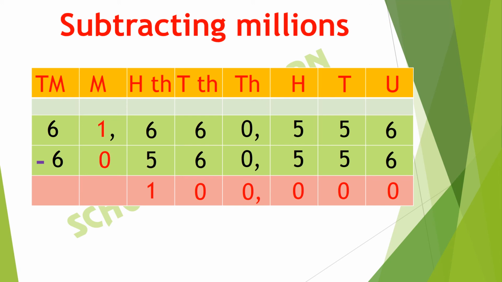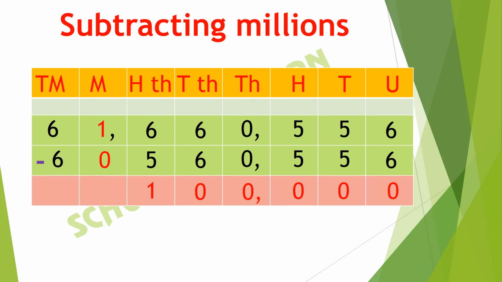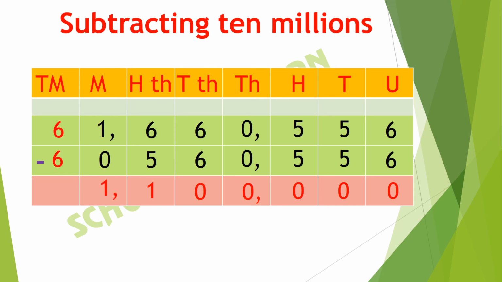Now we will move towards the millions. In millions, we have to subtract 0 from 1. From 1, if we subtract nothing, 0 means no quantity. We are left with only 1. It means we have 1 million here. Now we will move towards the 10 millions. And we have to subtract 6 10 millions out of 6 10 millions. We are left with 0.